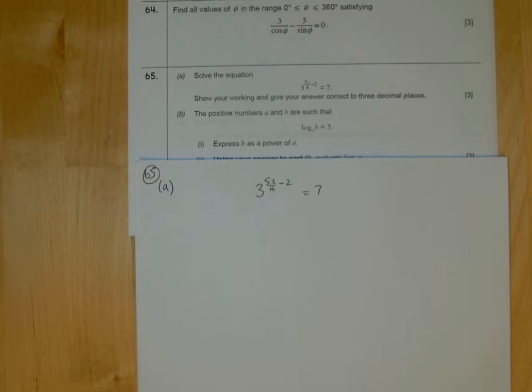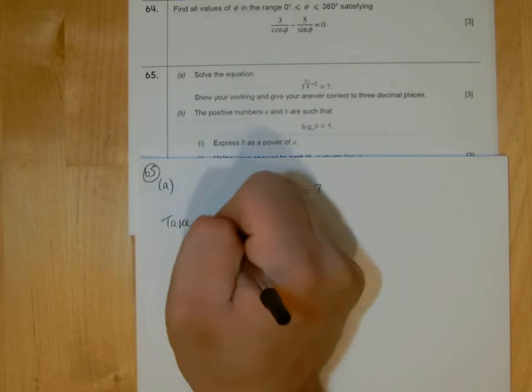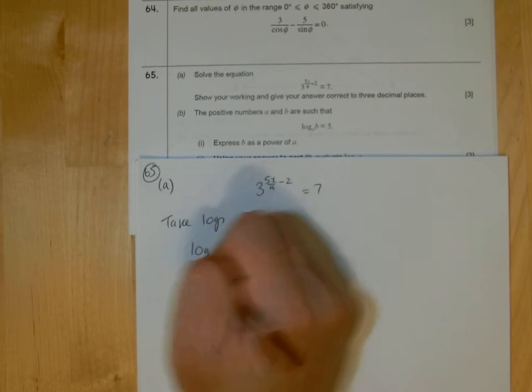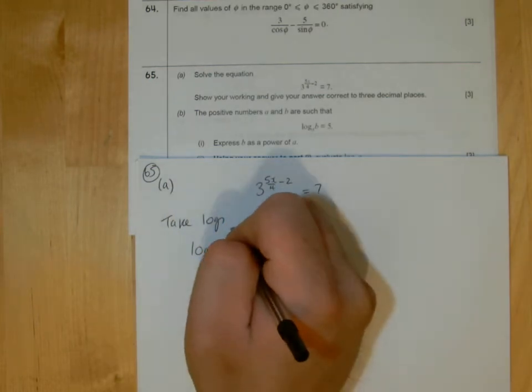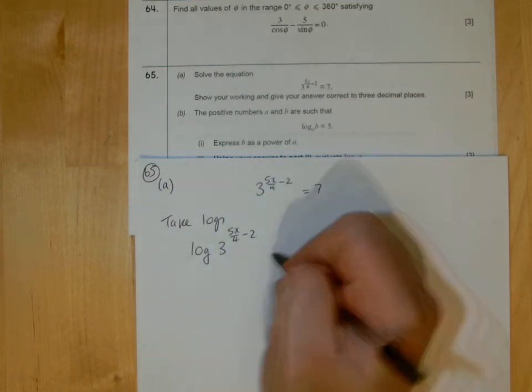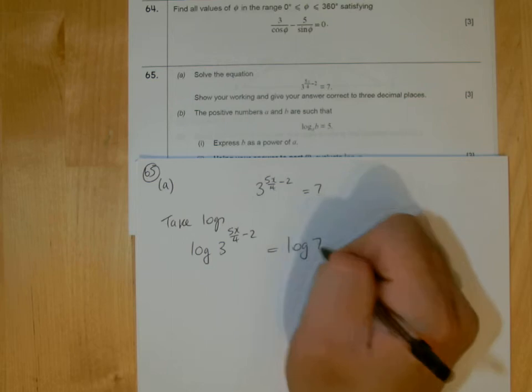Okay, so with part A, we've got two approaches. We could take logs. We remember taking logs of both sides. So I've got log 3 to the power 5x over 4 minus 2. Quite a complicated looking power there. Equal to then log of 7 on the other side.